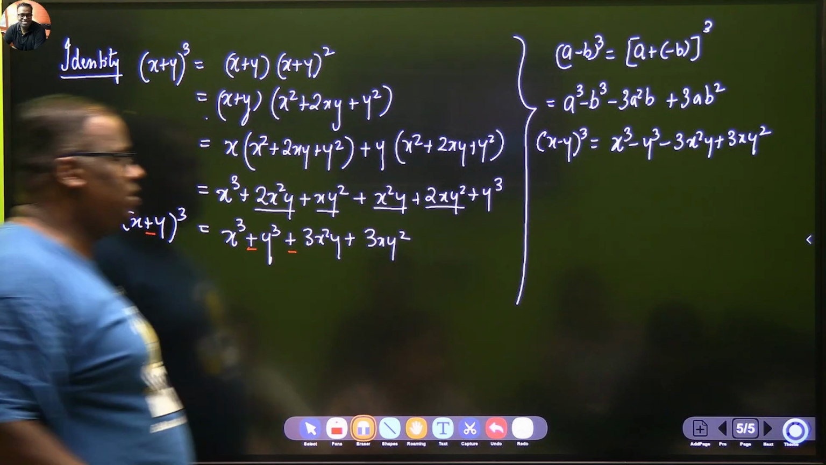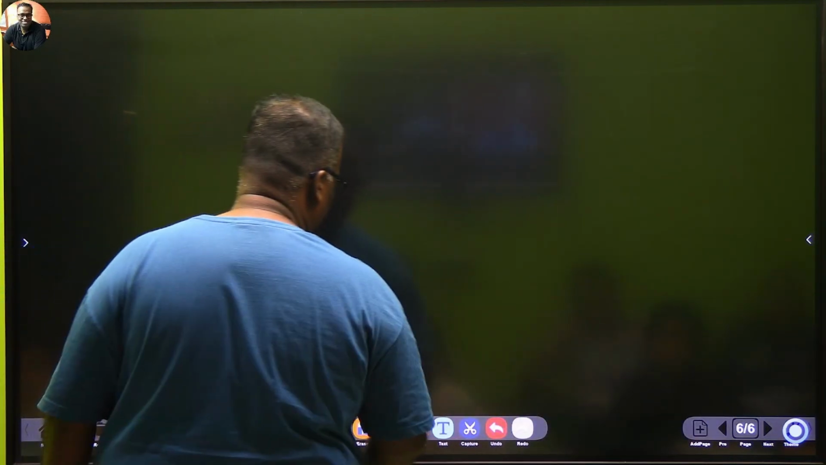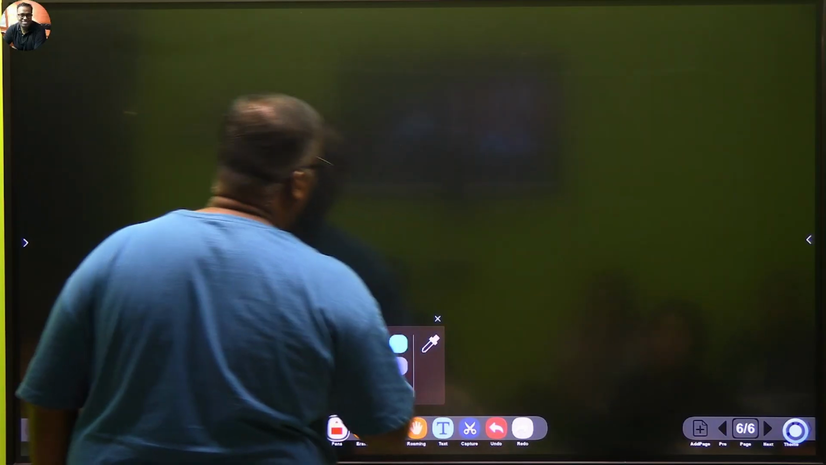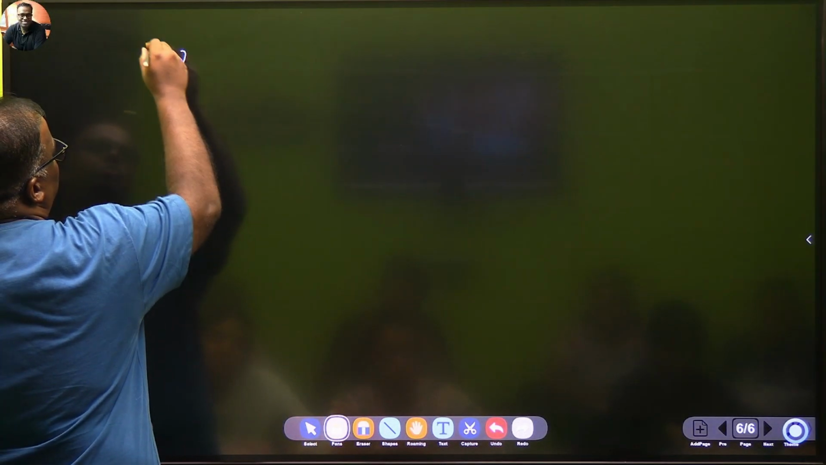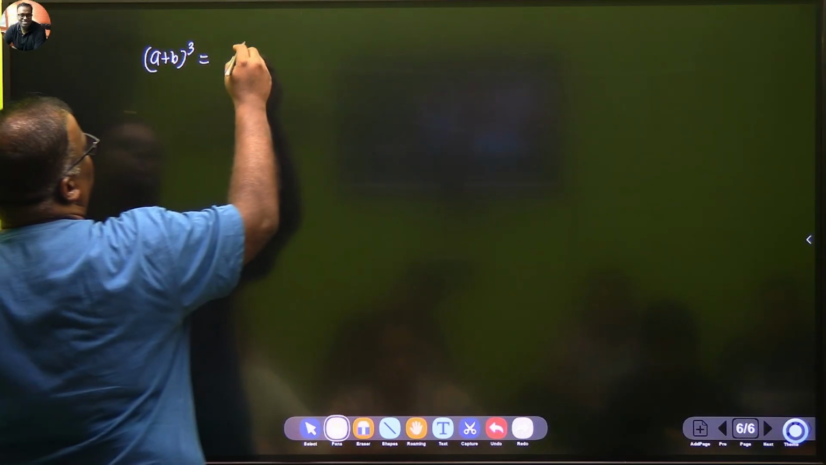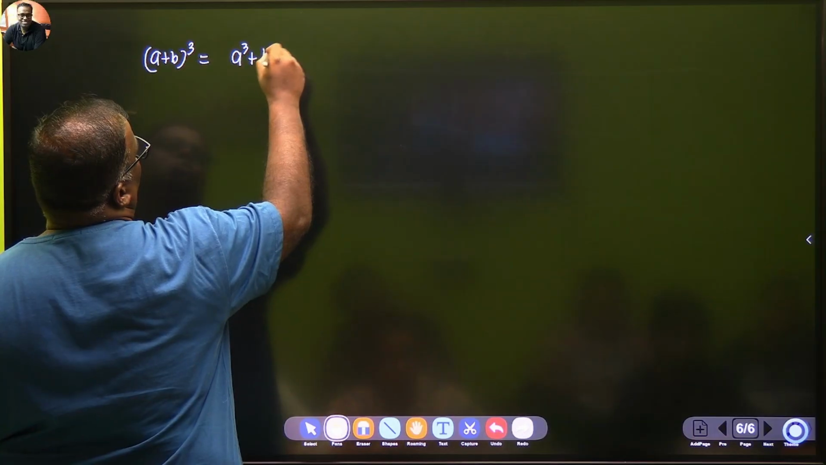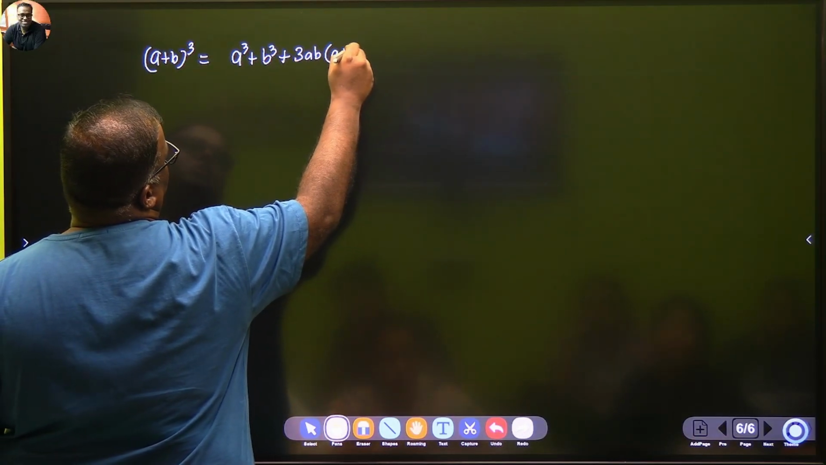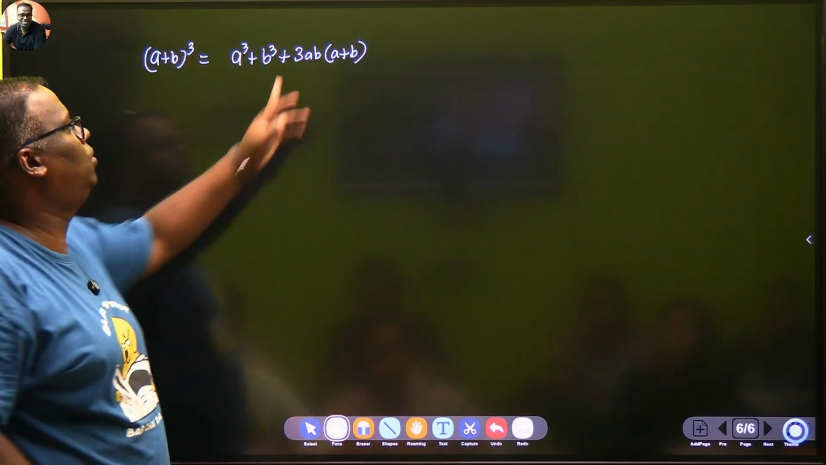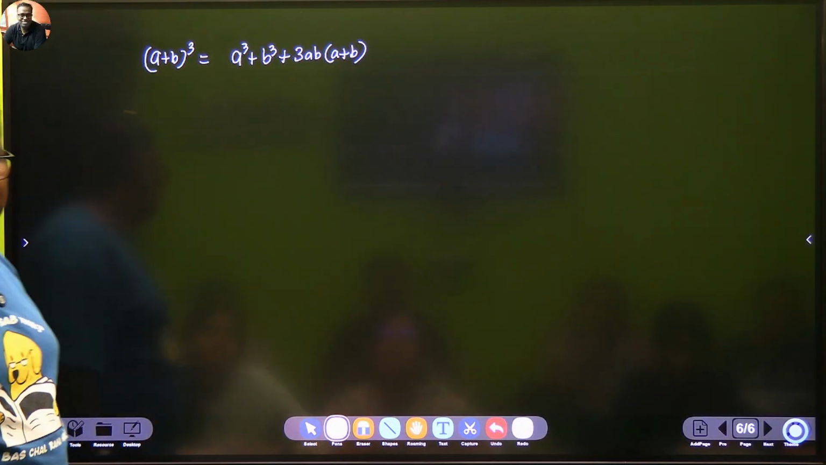So we see this in one more format, and when we do factorization using cube, this format is very useful. I don't know whether it's in your book or not, but you learn it. A plus b whole cube can also be written as a cube plus b cube plus 3ab into a plus b. This will give the same thing: 3a square b plus 3ab square. So this is one format.